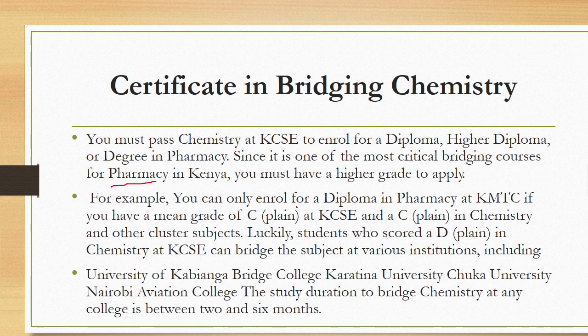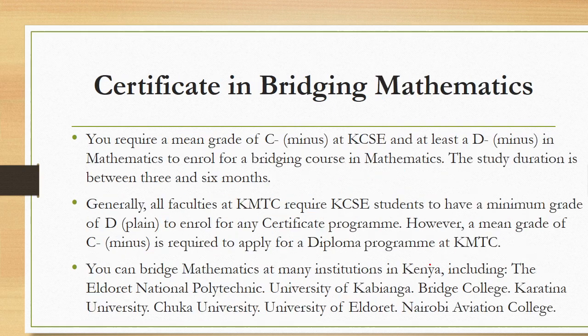So, for example, you can enroll for a diploma in pharmacy at KMTC if you have a mean grade of C plain at your KCSE and a C plain in what? In chemistry. So if you are not lucky, then you need to bridge. So you need to have a D plain in chemistry to bridge for this particular course. So you can pursue this certificate from University of Kabianga, Bridge College, Chuka University. It takes between 2 to 6 months, right? So take note of that.